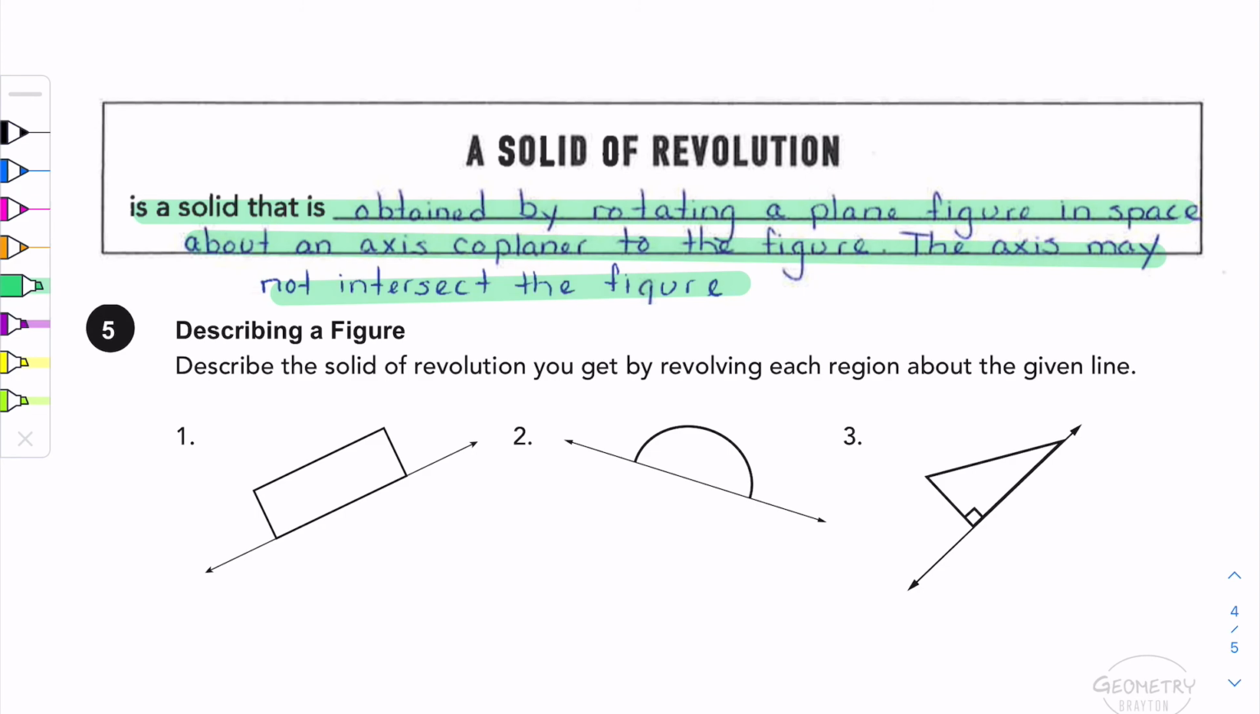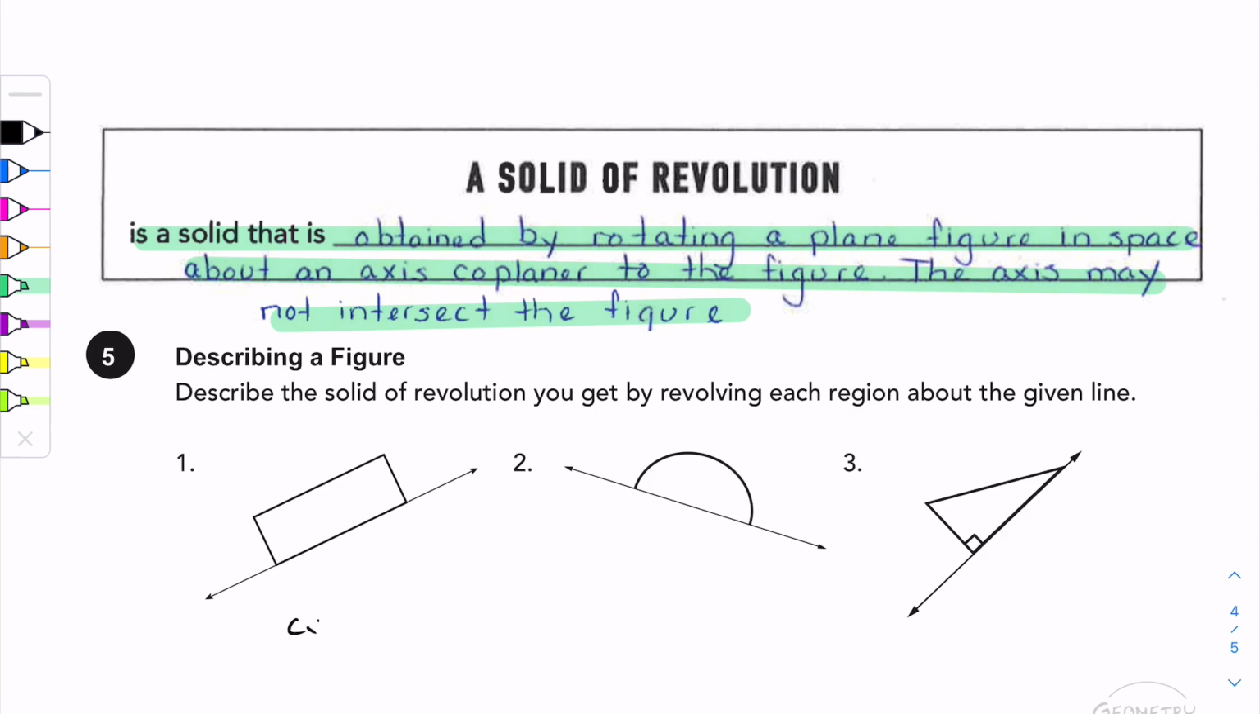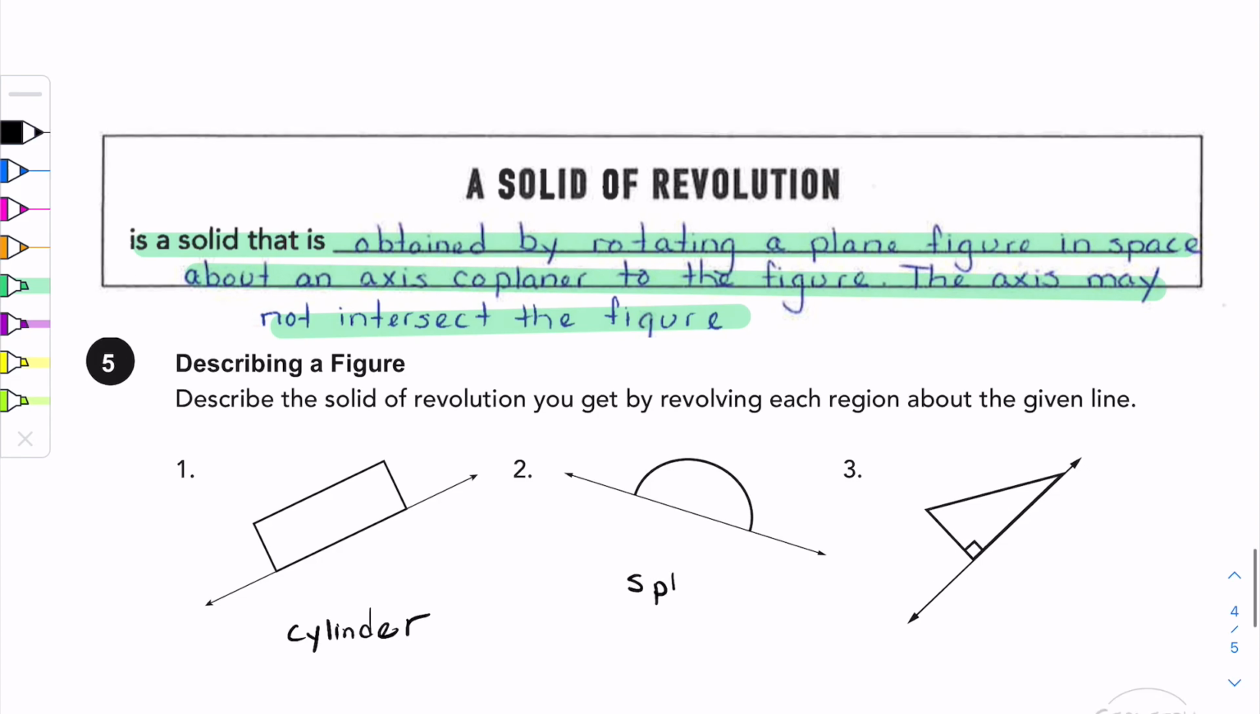So think about if you attached a rectangle to a pencil and you roll the pencil through your hand super fast and you see the rectangle moving around and around, what shape would it be creating? And it would be creating, in this case, a cylinder. Number 2, if you were to rotate a semicircle, a half circle, around that pencil, run it through your hand super fast, what would you be forming for an object? You would be forming a sphere. And number 3, this would form a cone.